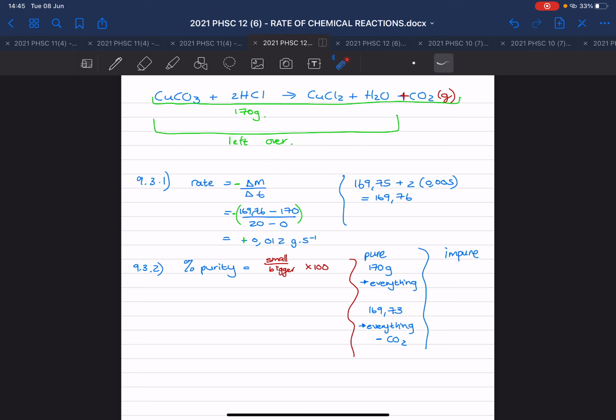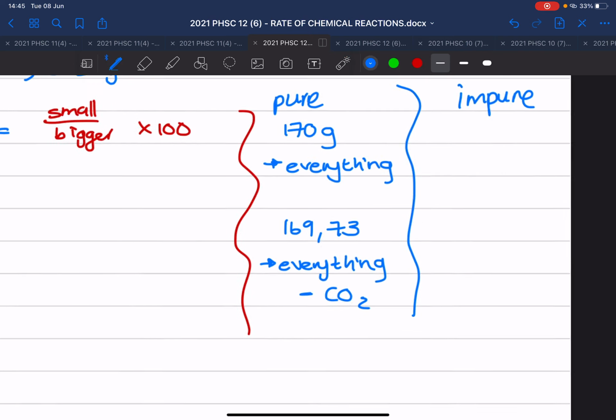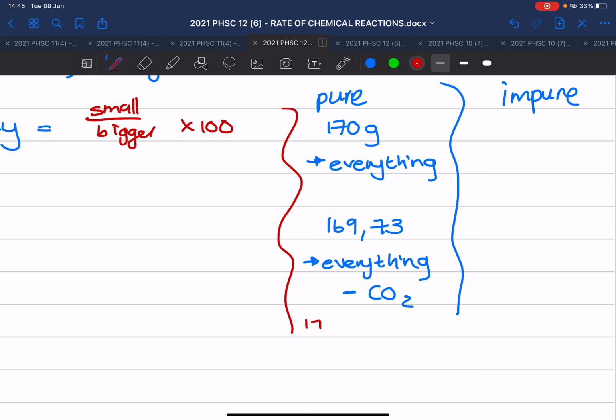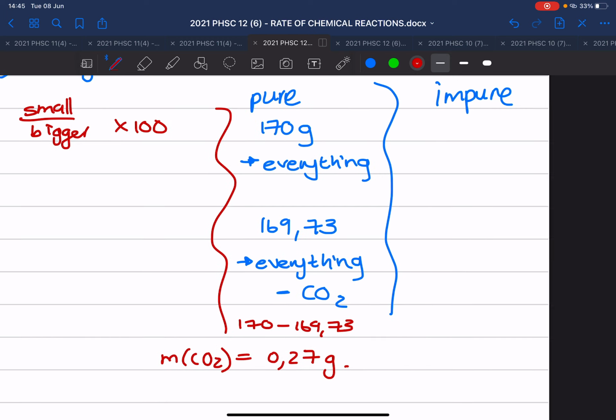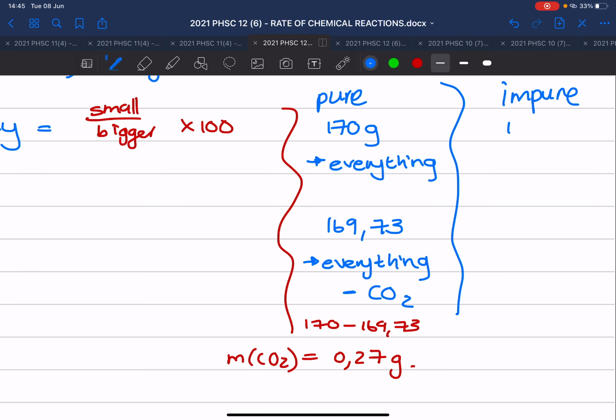So if we subtract these two from one another, if I subtract 170 minus 169.73, then I get the mass of the carbon dioxide, and that is 0.27 grams. I can do the same for the impure. At the beginning it was 170 grams, that was everything.